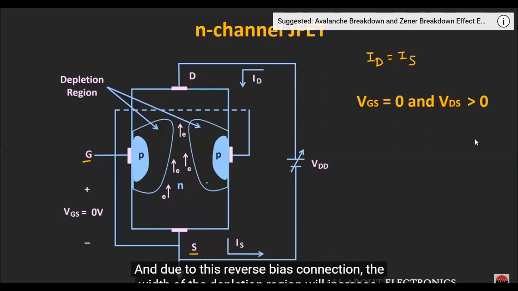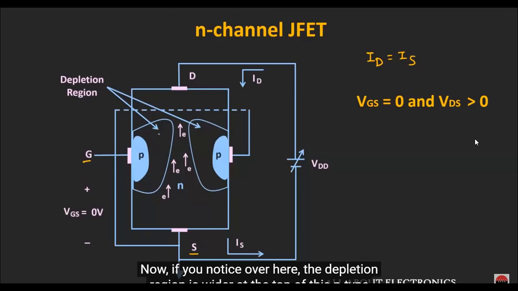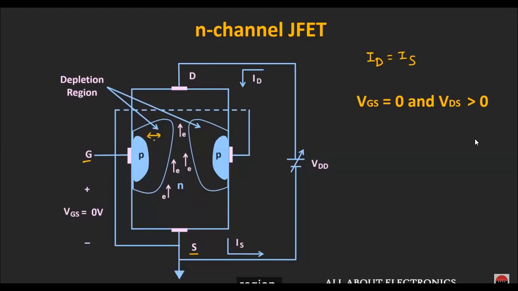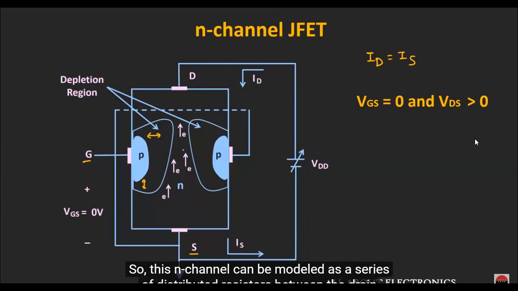And due to this reverse bias connection, the width of the depletion region will increase. Now if you notice over here, the depletion region is wider at the top of this P-type region, and it is narrower at the bottom of this P-type region. So first of all, let us understand the reason behind it. Now during the operation, this N channel acts like a resistor, and let's assume uniform resistance throughout this N channel.